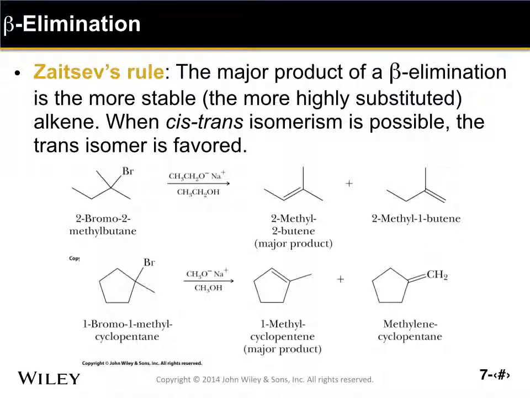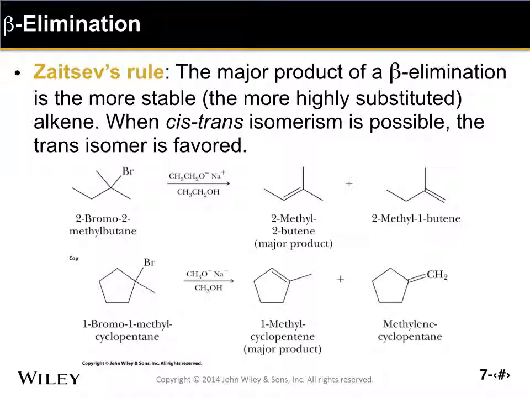The alkene that's shown at the right is made by taking a proton from either of the methyl groups that are attached to the carbon that bears the bromine. Either one of those will give that alkene. And so the trisubstituted alkene is the major product because it is the more stable, and that's called Zaitsev's rule. Make the more stable alkene, the alkene that has more substitution.